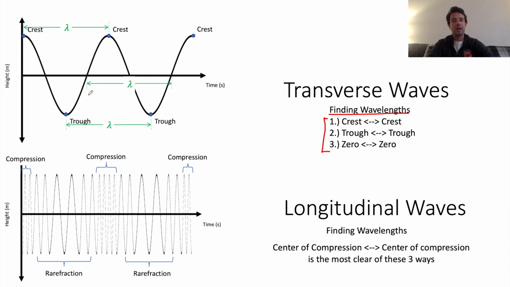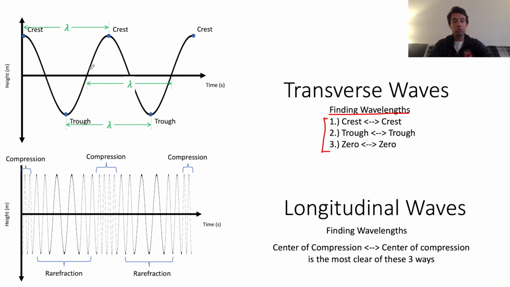Each one of these is the same distance, so they're all one wavelength because it's the same wave, so it has the same wavelength at those 3 different points. But it's just kind of showing you that depending on what you prefer, there's different parts of the wave that you can measure to figure out what the wavelength is.